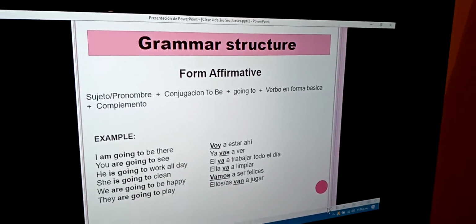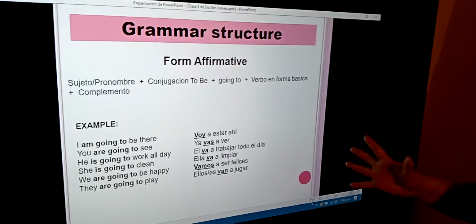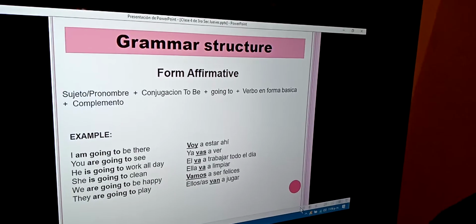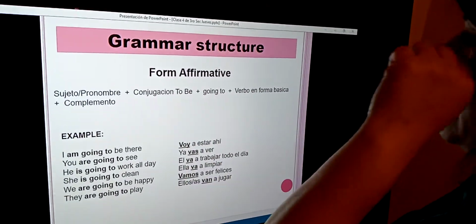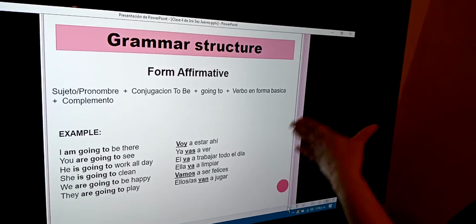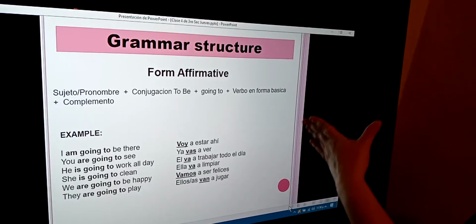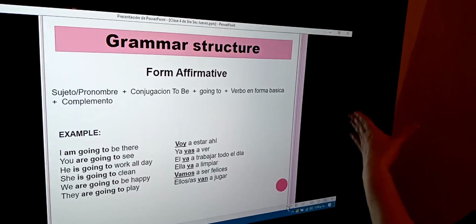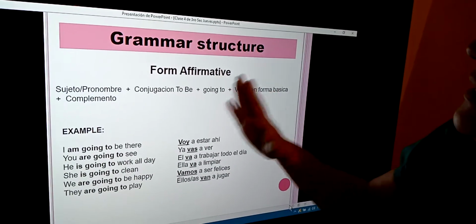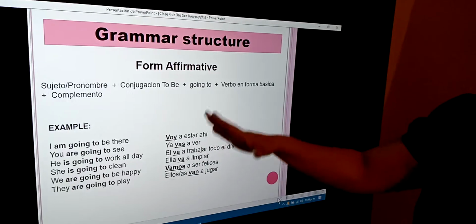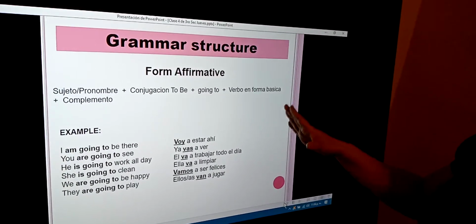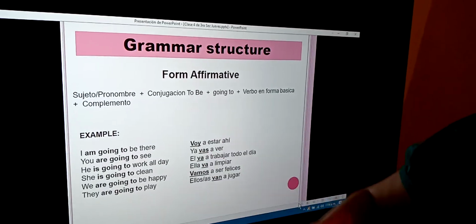This is the grammar instruction. The grammar instruction is affirmative, and how to use affirmative is subject pronouns plus conjugation to be plus going to plus verb in form basic plus complement. Okay? Is subject pronouns, conjugation to be, going to, verb form basic plus complement.